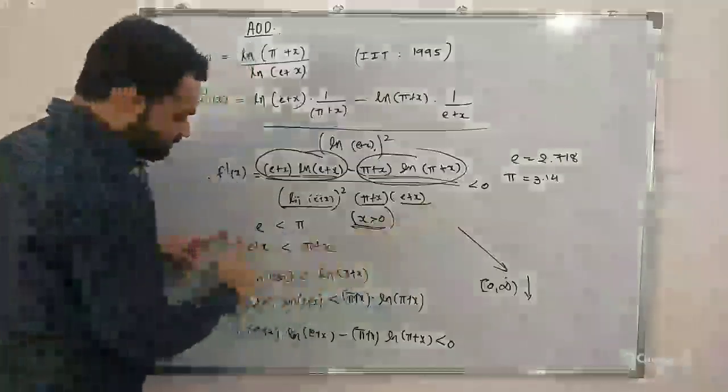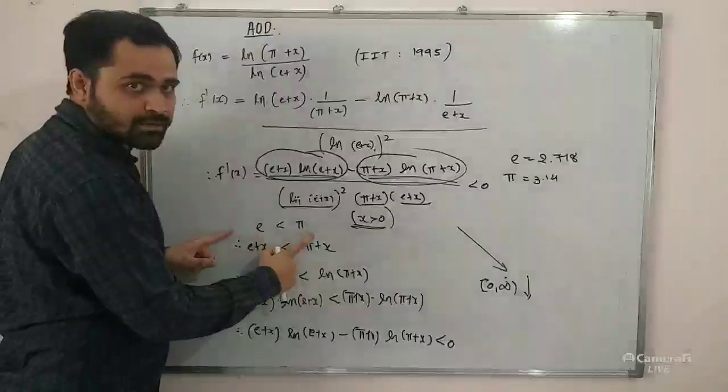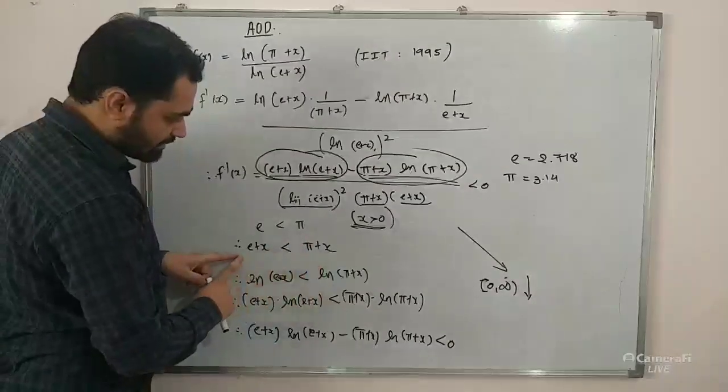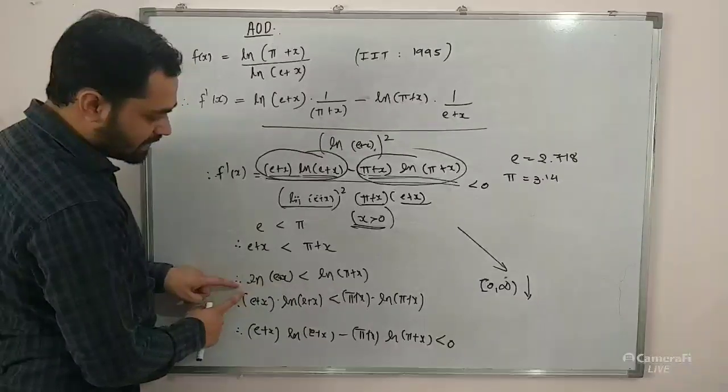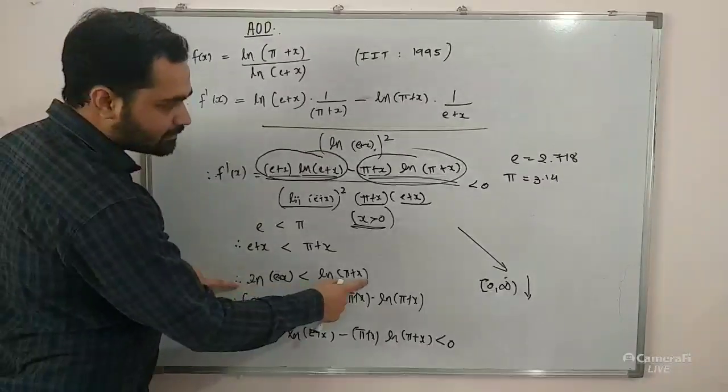It means E is less than pi. Definitely E is less than pi. So adding x on both sides, E plus x is less than pi plus x. Taking natural logarithm on both sides, ln(E plus x) is less than ln(pi plus x).